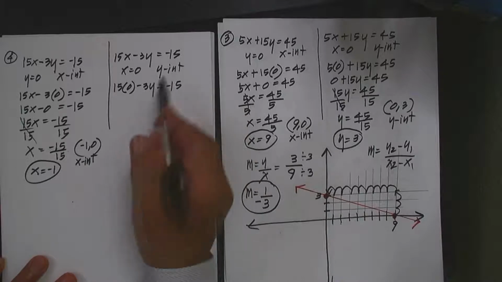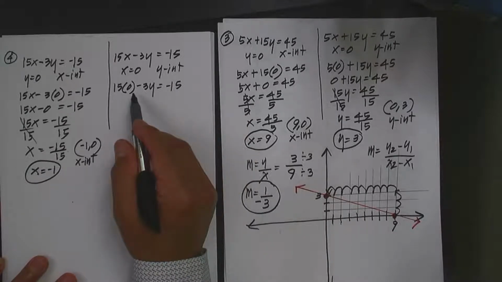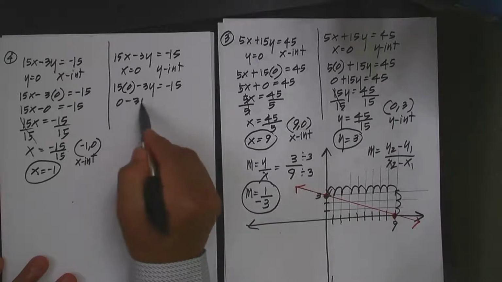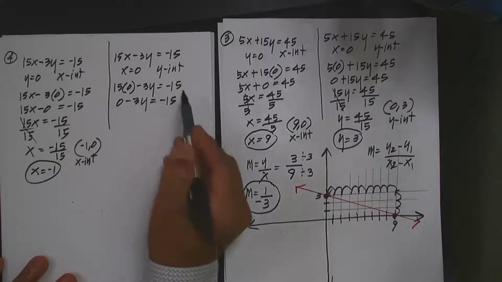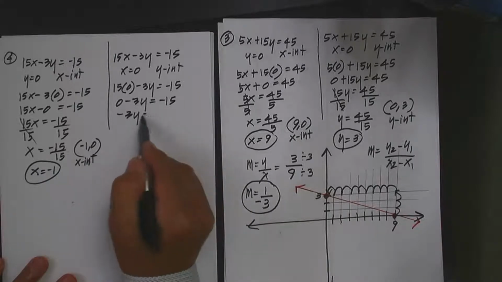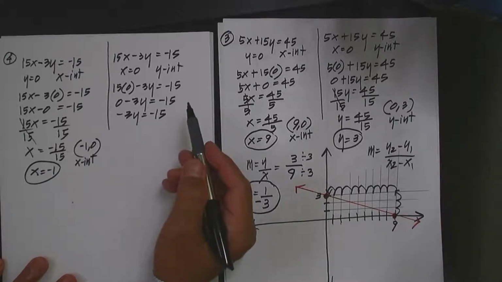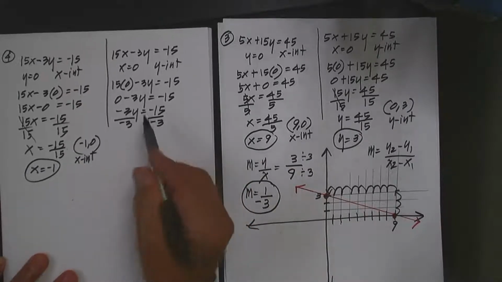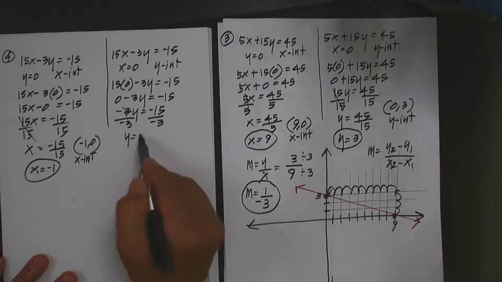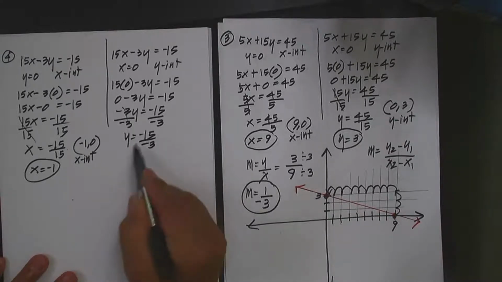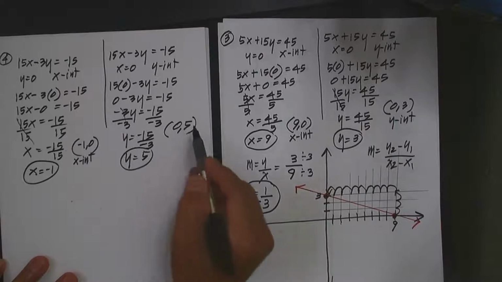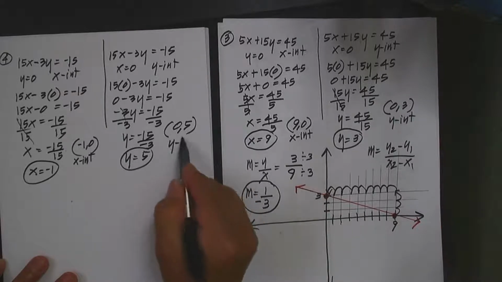And then you have right here 0 minus 3y is equal to negative 15. So your negative 3y is equal to negative 15, right? So you divide both sides by negative 3. So y is equal to negative 15 over negative 3. When you divide that, you get positive 5. So therefore, the coordinate here will be 0 and 5. And that is your y-intercept.